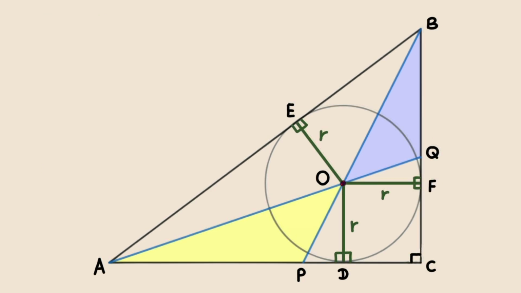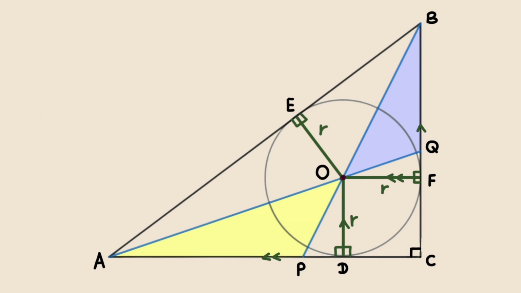Okay, now carefully observe the diagram. On the base AC there are two perpendiculars. The angle D is also 90 degrees and angle C is also 90 degrees. Therefore the line segment DO is parallel to line segment CB. Similarly, take the base CB on which we have two perpendiculars. Angle F is also 90 degrees and angle C is also 90 degrees. Therefore the line segment FO is parallel to line segment CA. So now we have two pairs of parallel lines.